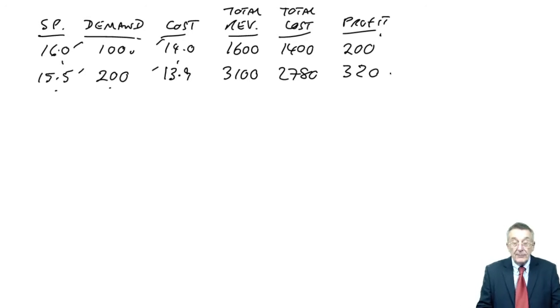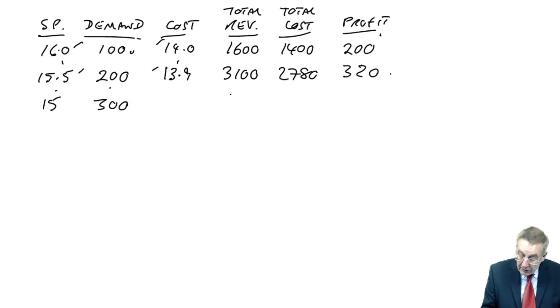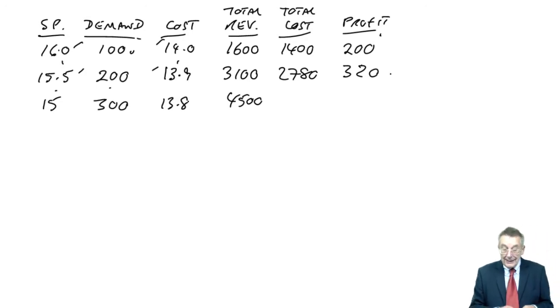And of course, it's simply repeating it. So let's carry on down the table. Sell at 15, we'll sell 300, so the revenue will be 4,500. Produce 300, and the cost will be 13.8.